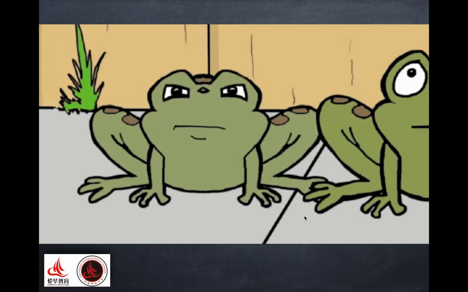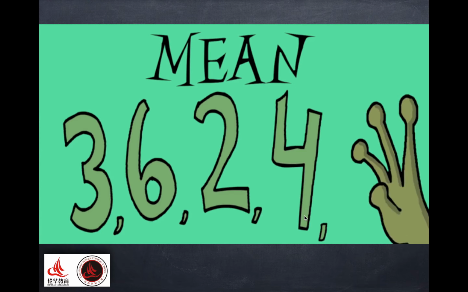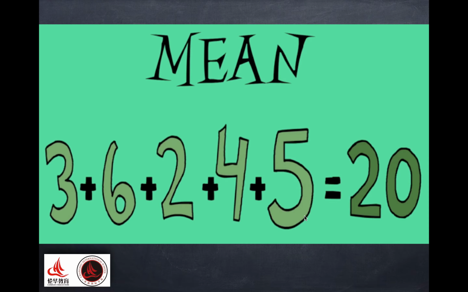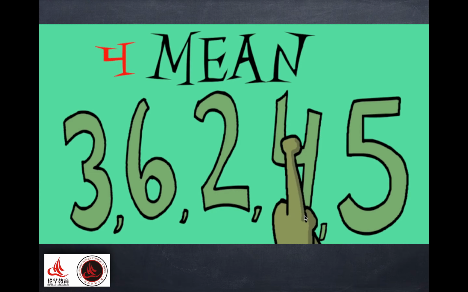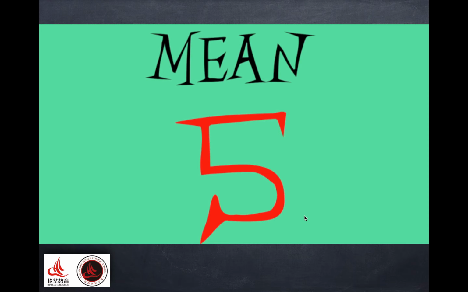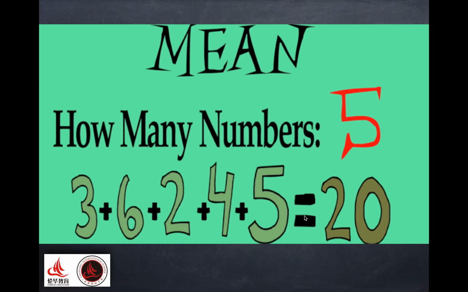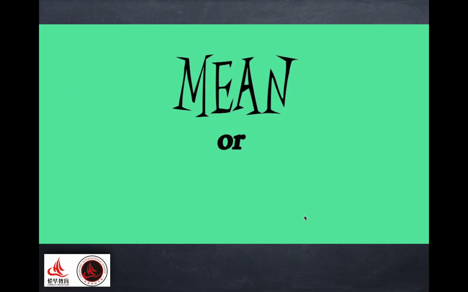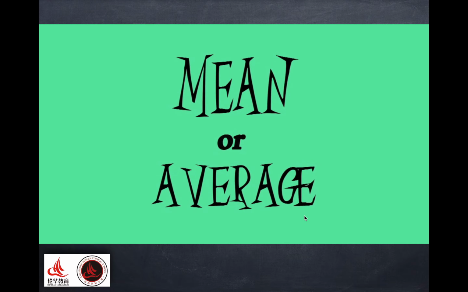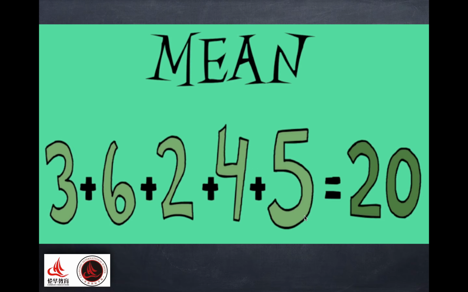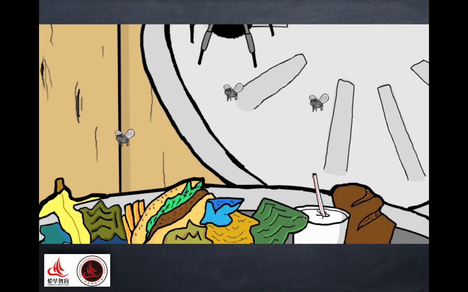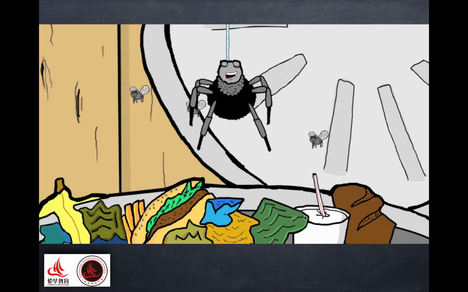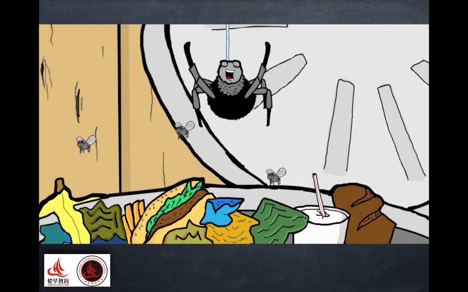I'm the mean toad. To get mean, like me, take a set of numbers or data and add them up. Then you count how many numbers you got. After that, you divide the sum of the numbers by how many there are. That is the mean, or sometimes called average. So basically, you add and divide. The way that you get the mean is you add and divide. Oh, yeah.